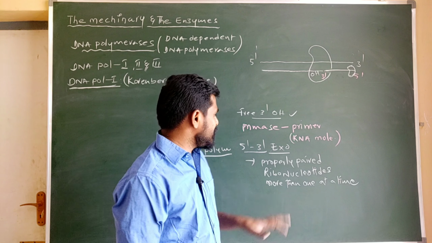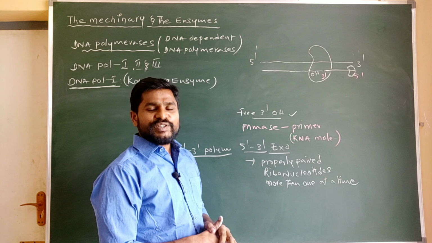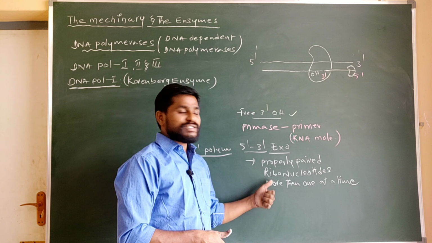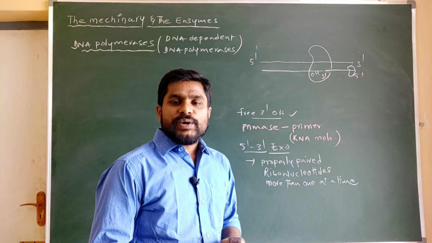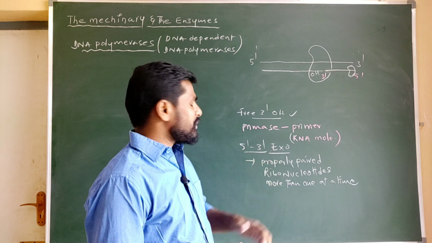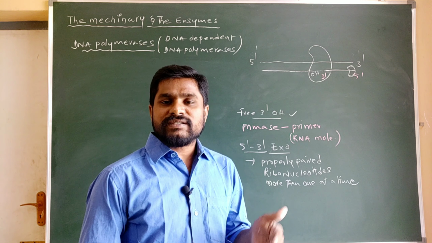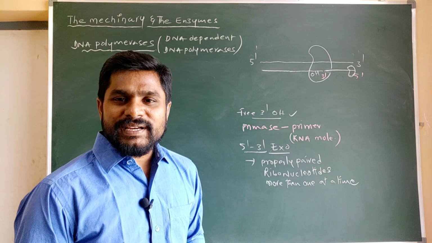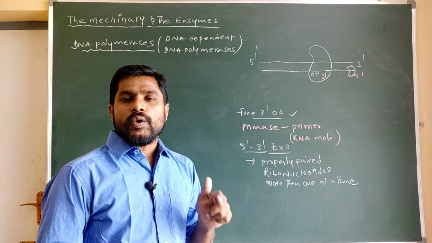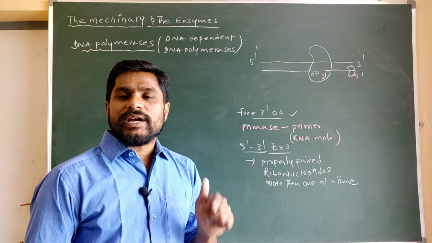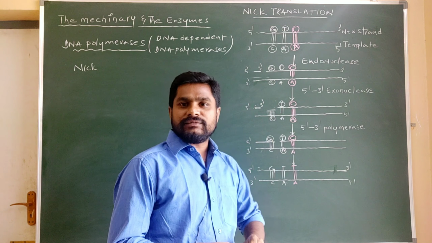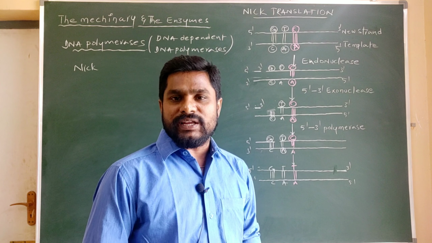So what you have to understand here? 5' to 3' exonuclease activity can remove properly paired ribonucleotides more than one at a time. And to understand another capacity of 5' to 3' exonuclease activity, that is the capacity of removal of properly paired and mispaired deoxyribonucleotides one at a time, we need to go for a DNA repair mechanism, that is nick translation. This is the mechanism of nick translation, which is a method of DNA repair.